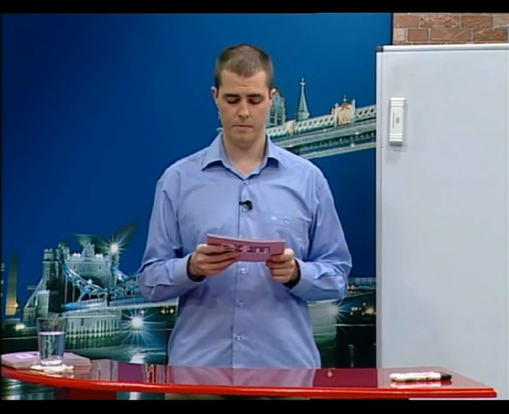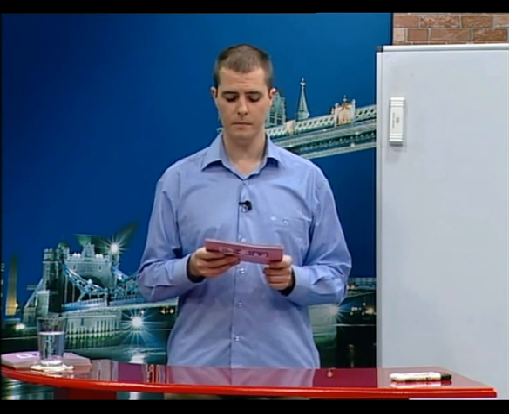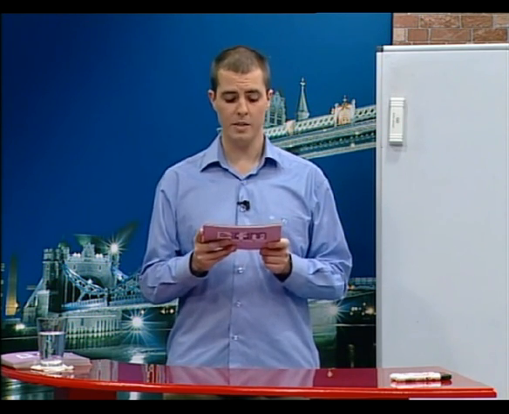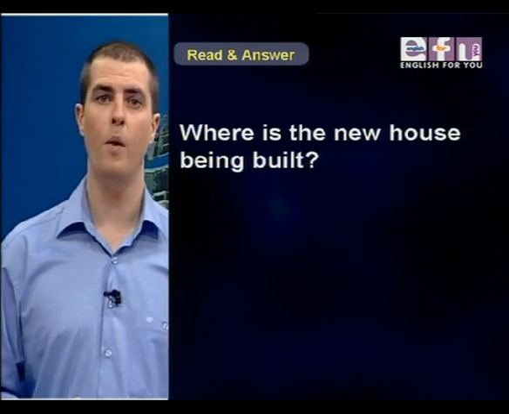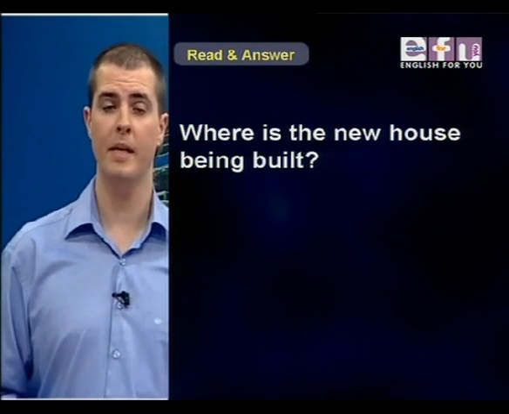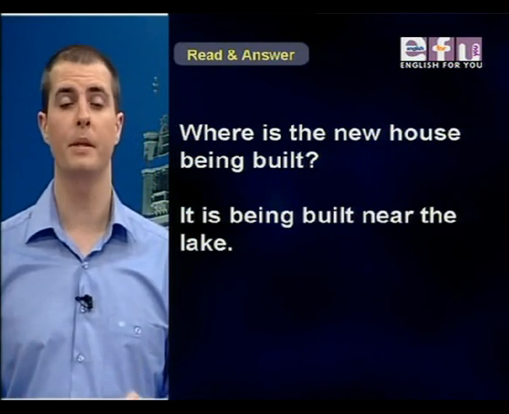Number 8. Who did Mr. Jones get an inheritance from? Number 9. What might they buy in the future? Number 10. What is the most important thing for the Jones family? Now, check your work. Number 1. Where is the new house being built? It is being built near the lake.